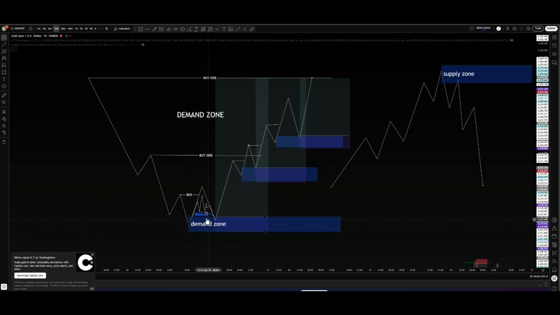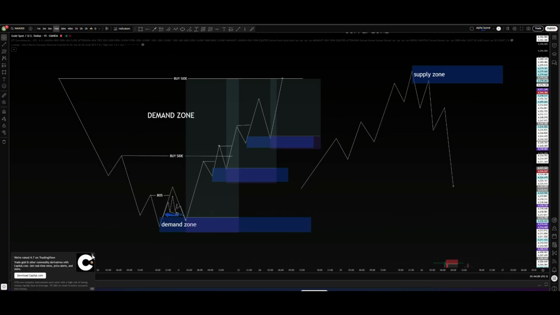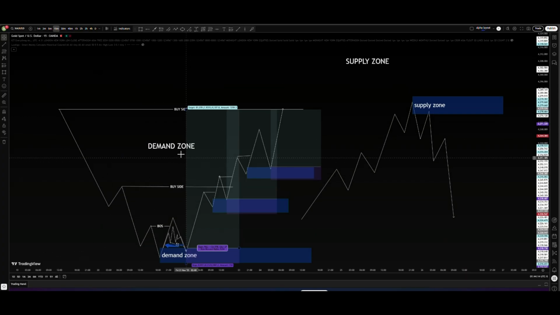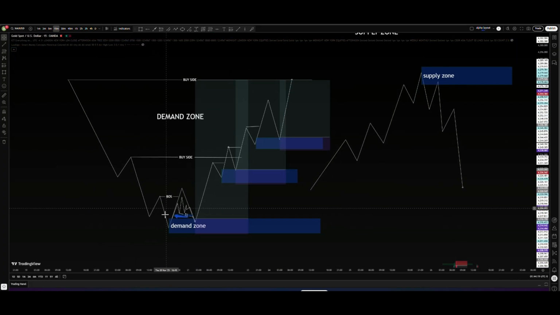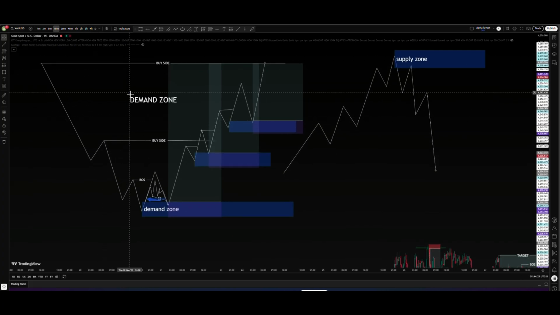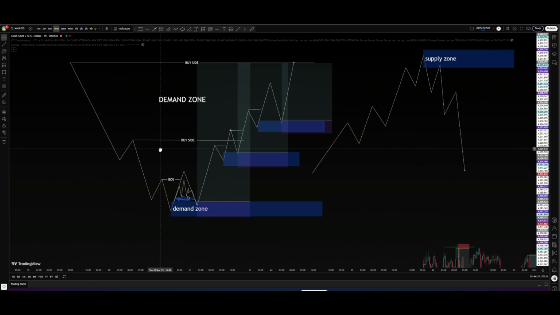For a demand zone to be valid, we need it to fulfill 4 conditions. The first condition is the higher time frame. It should be of higher time frame: 15 minutes, 1 hour, 4 hours, daily, weekly, monthly, and so on. The second condition is that it should have a clean break of structure.